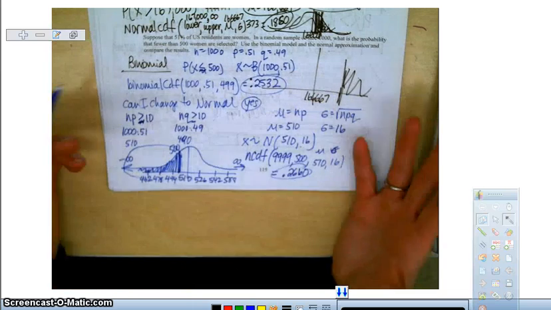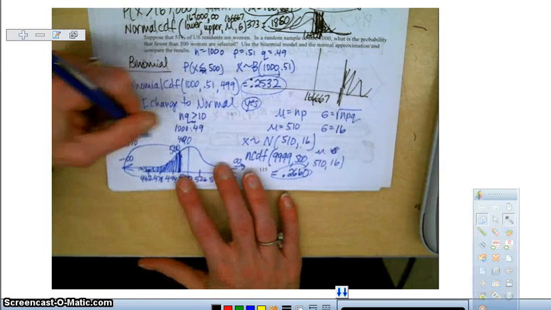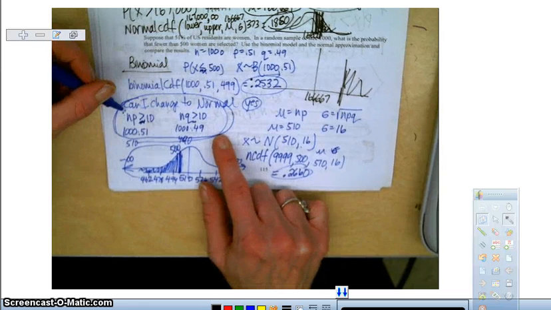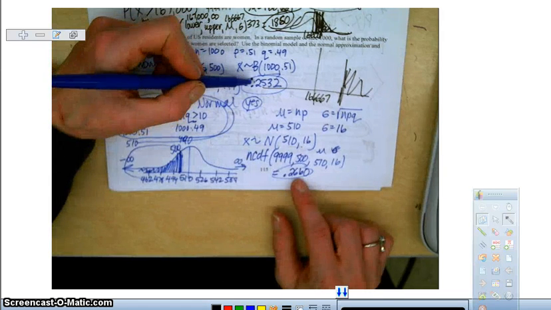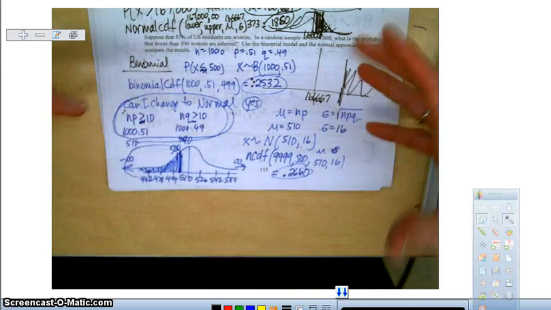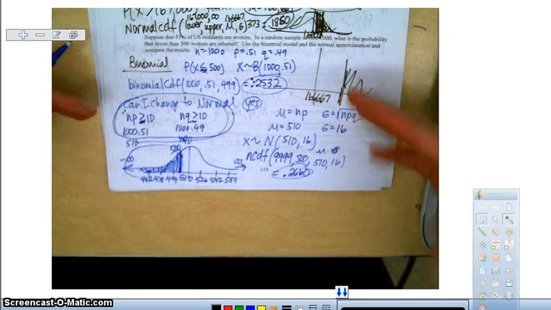That it is a good approximation. Now, that's only if this quality holds here. If this didn't hold, if they were less than 10, then these would be way off. These would be very different from each other. And if it's a binomial, the binomial is always a better approximation.